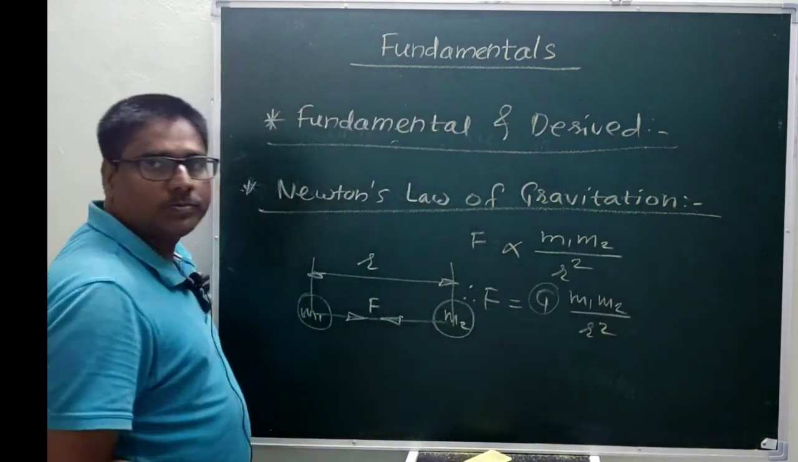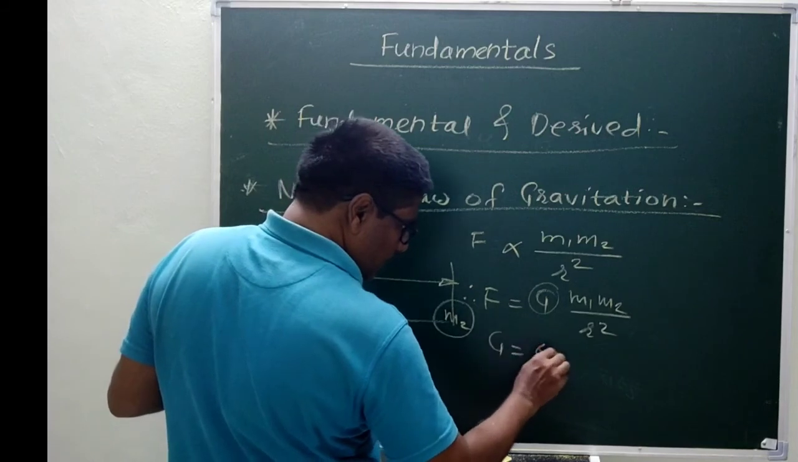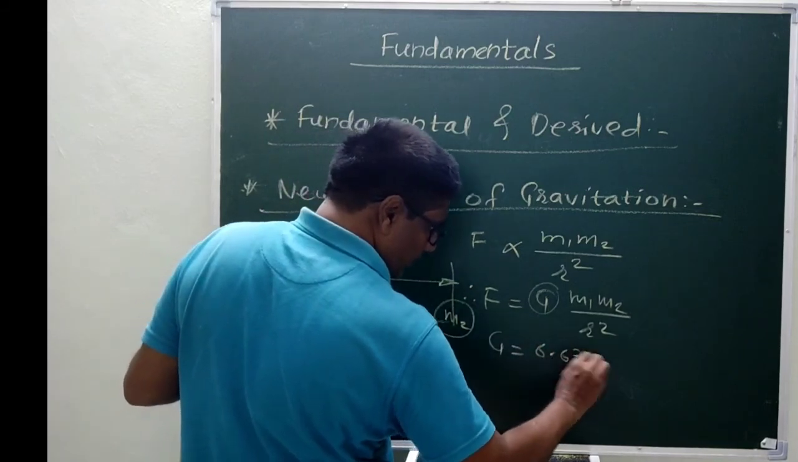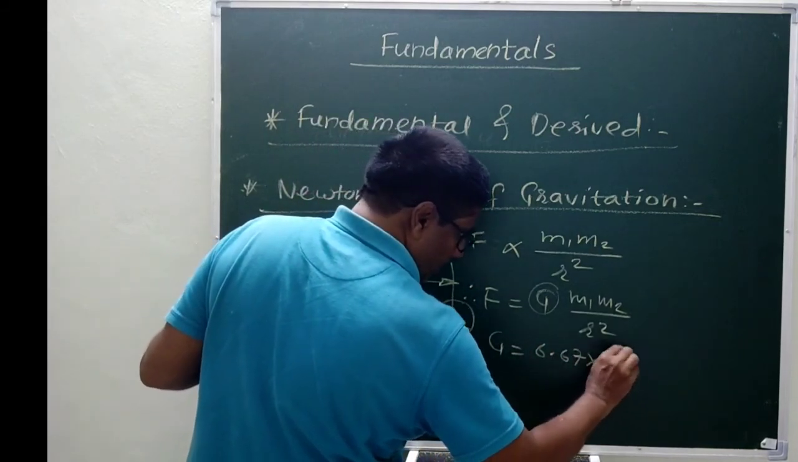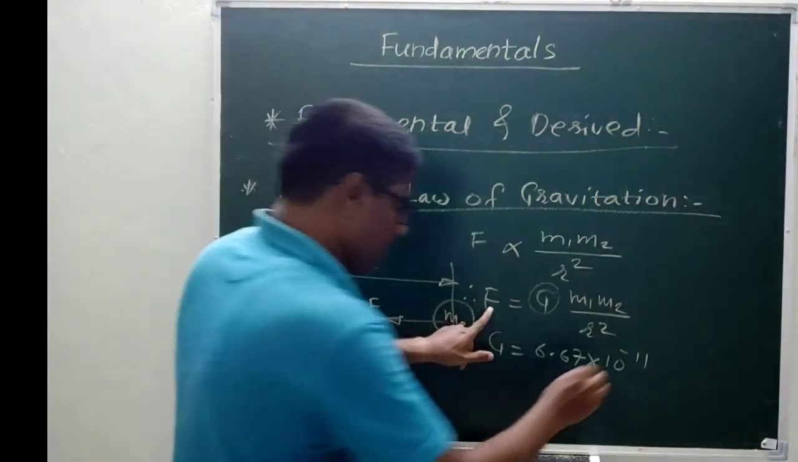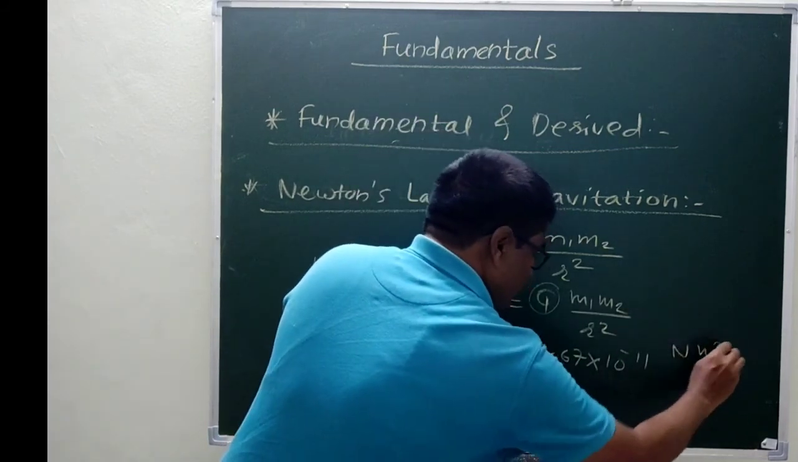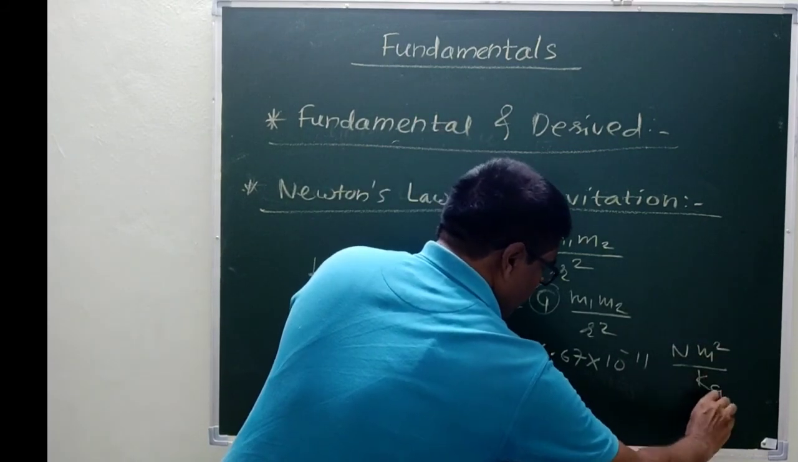The value of this proportionality constant, that is gravitational constant, is 6.67 into 10 to the power minus 11. Its unit is Newton meter square upon kg square.